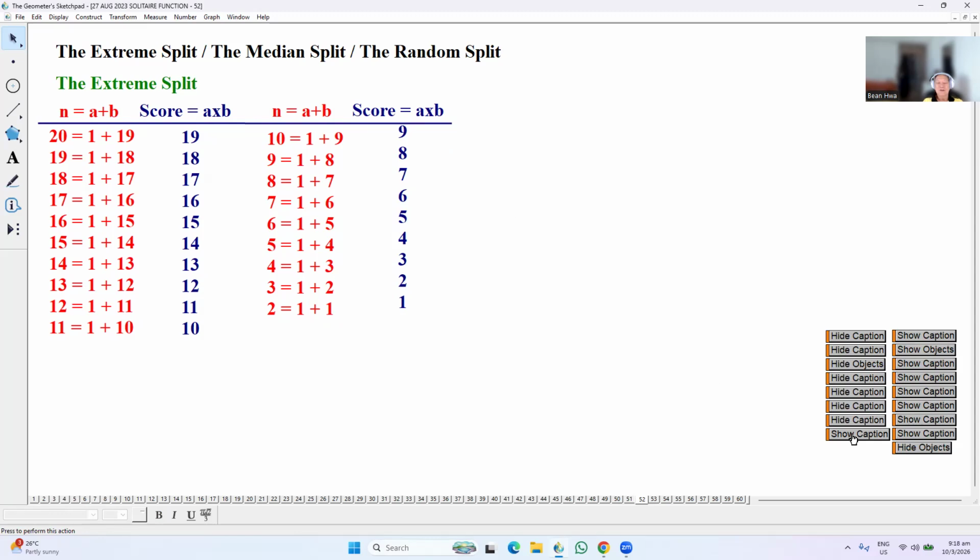Calculate the final score. Final score is 1 plus 2 plus 3 until we reach 19. This is 190. So we call this the extreme split because we always use the smallest and the largest number when we do a split.